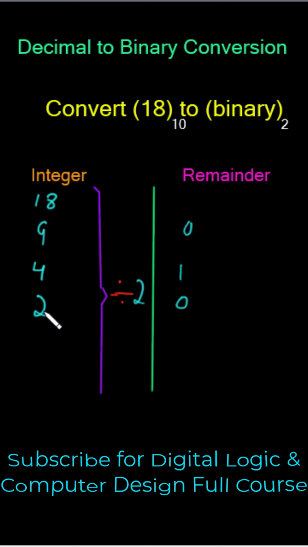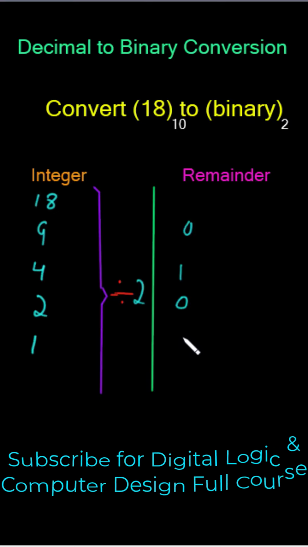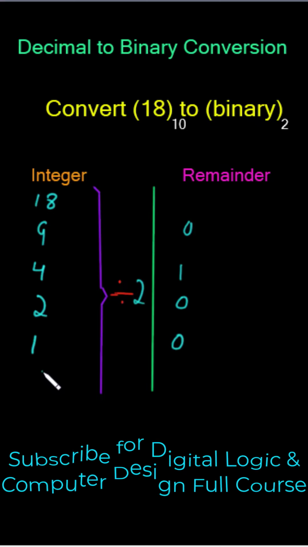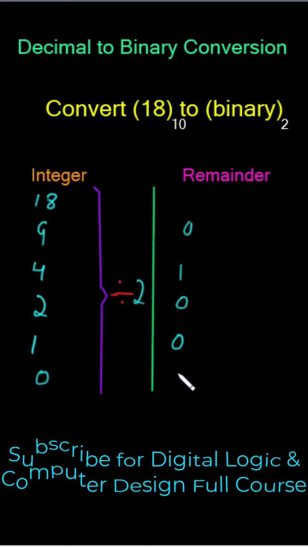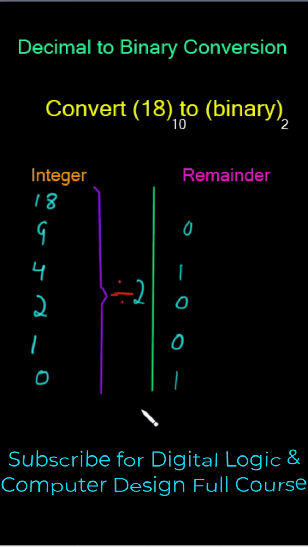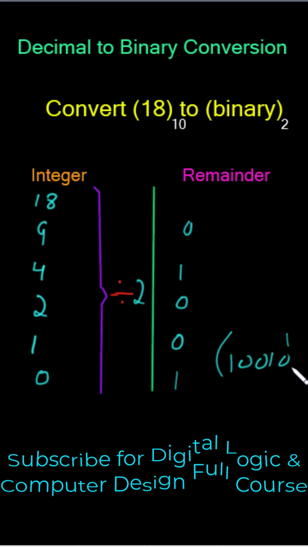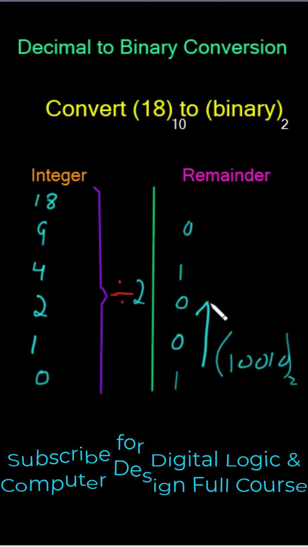Now again dividing this 2 by 2, I will get 1 and the remainder will be 0. Now 1 will be divided by 2, so the integer quotient will be 0 and the remainder will be 1. Now writing it in that same pattern gives us 10010 in binary. We always take this from bottom to up.